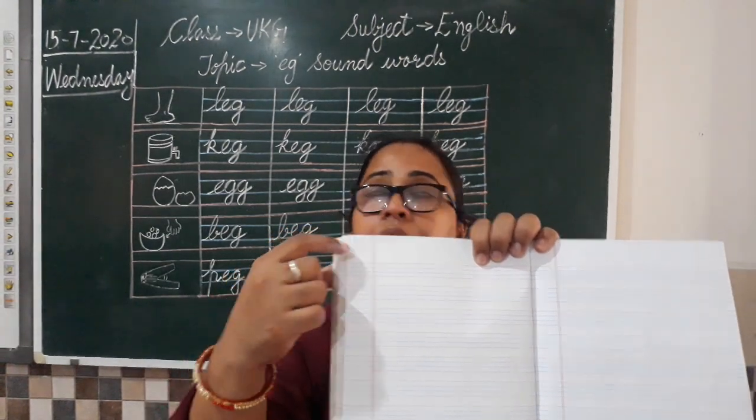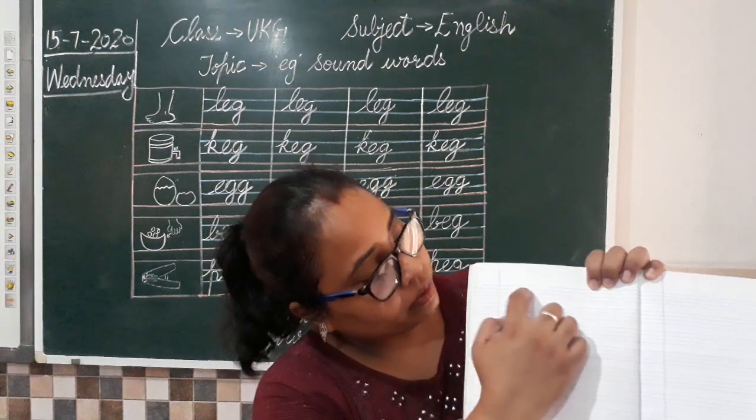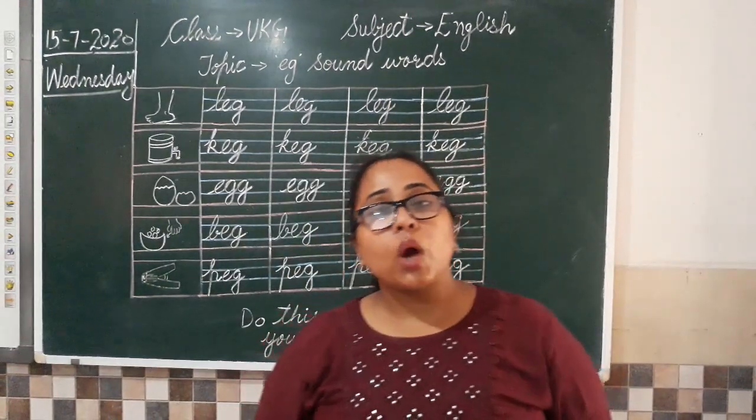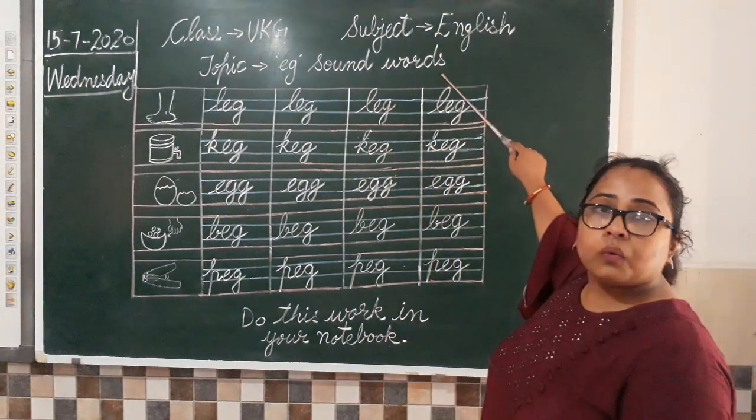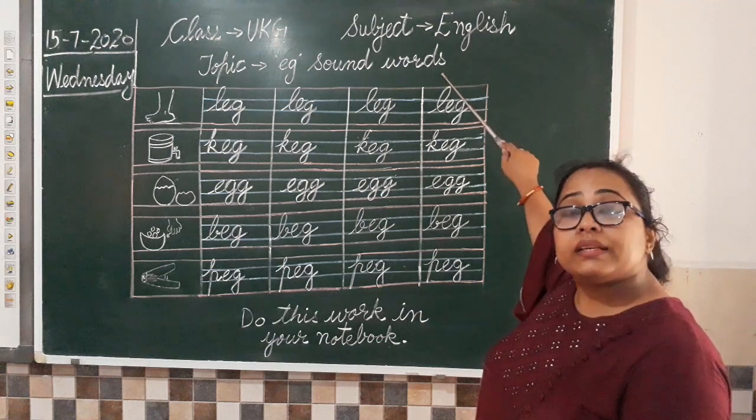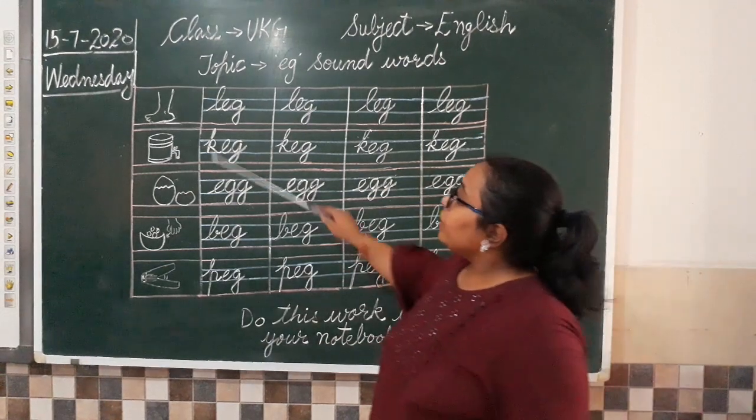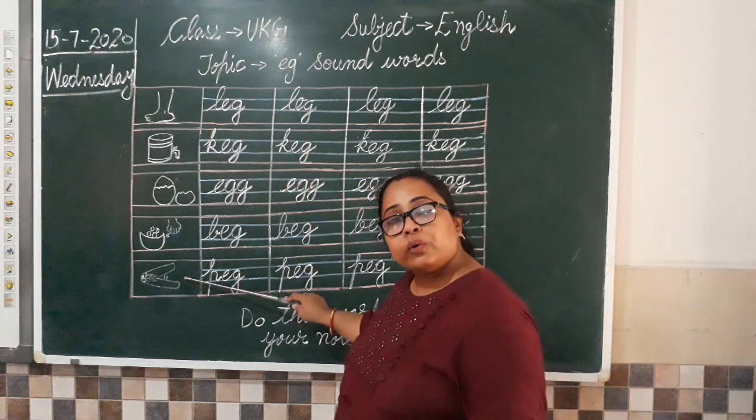यहाँ पे आप corner में date mention करेंगे. Then in the very first line here, you will write the topic. So what is the topic? Topic is egg sound words. What is our topic? Egg sound words. You will write these egg sound words. Then you are going to draw these pictures also. ठीक है?